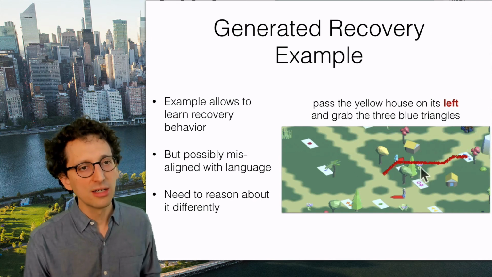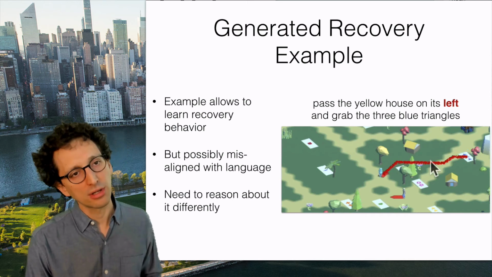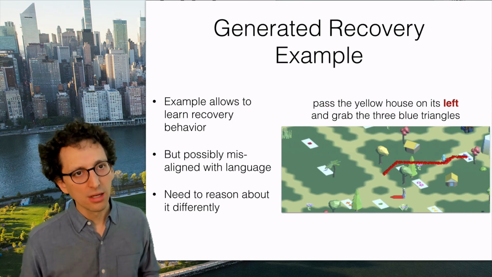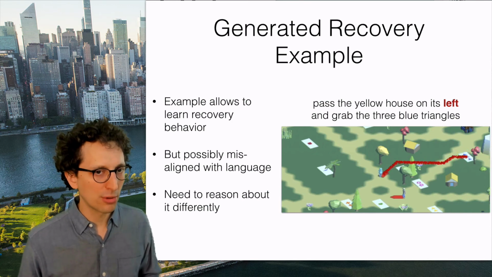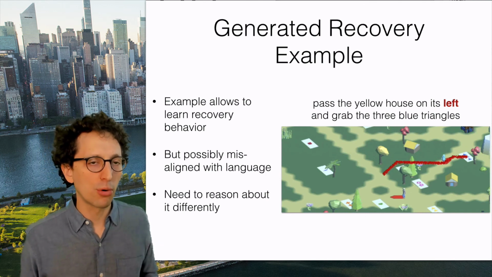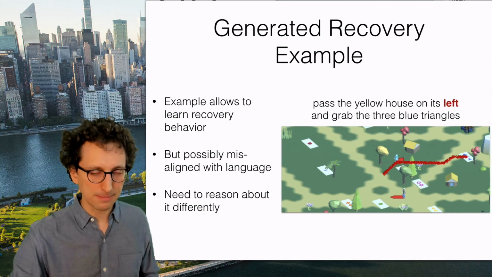Whereas from here, the salient yellow house is this one, and we're actually passing on its right. So if we just add this example to our training data, we are actually confusing our model in this specific case with regard to the very important concept of left and right. So we really need to reason about this differently.